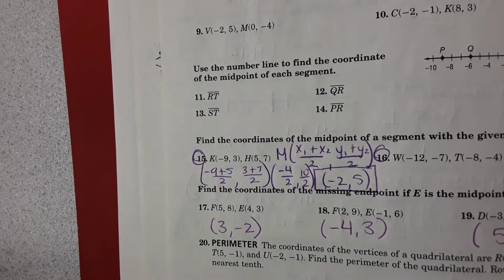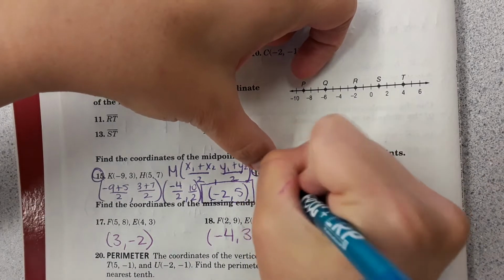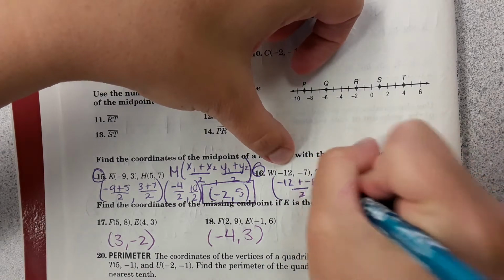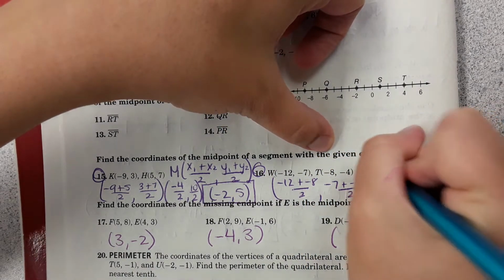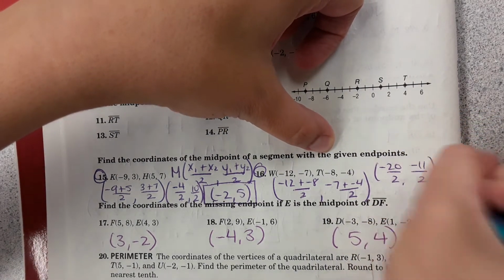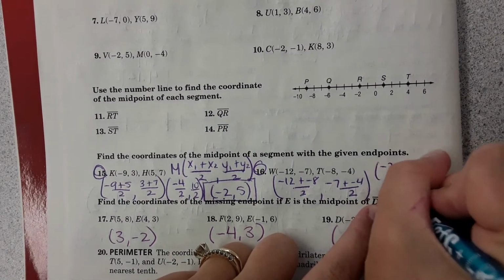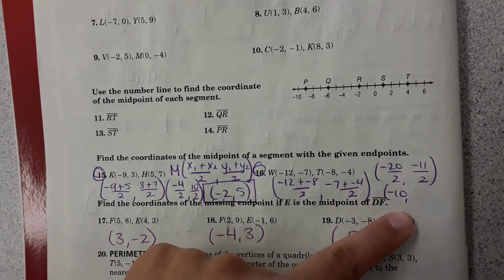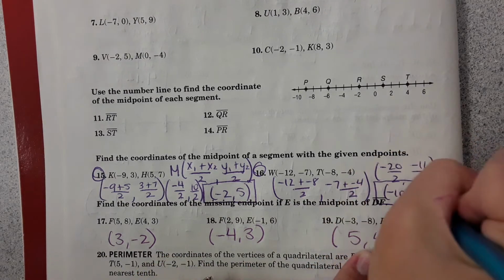16, the exact same process. We're going to add the x values and divide by 2, and add the y values and divide by 2. Negative 20 divided by 2, that's pretty easy. It's negative 10. Negative 11 divided by 2, that's 5.5 or negative 5.5. And that is your answer there.